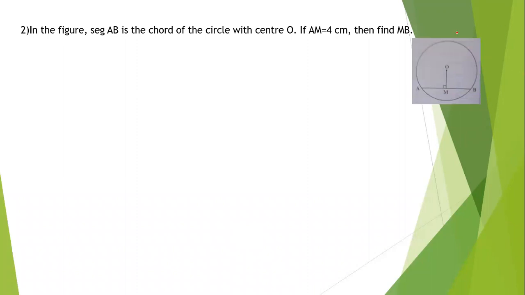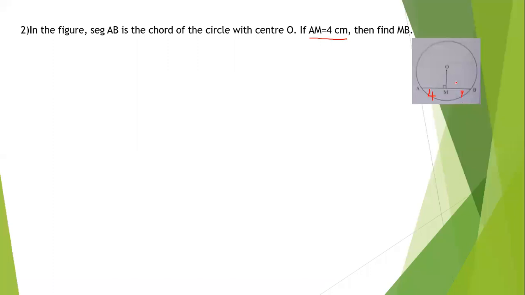Here we have one circle and the center of the circle is point O. Here we can see point O. AB is the chord which is given in the sum AB, and the length of AM they have given us as 4. So here we can see AM, so I'm just writing here as 4. And we need to find MB, the length of MB. Okay, so for this we have done one theorem. Which theorem? The theorem is the perpendicular drawn from the center of a circle on its chord bisects the chord.